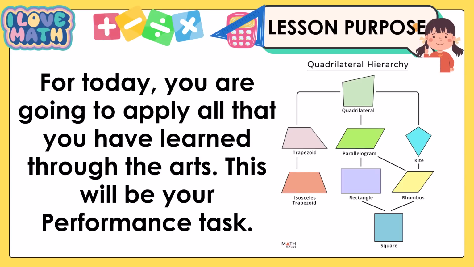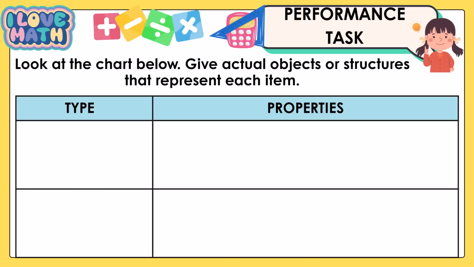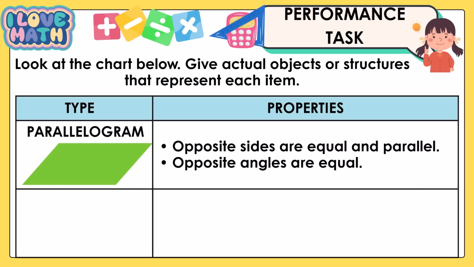For today, you are going to apply all that you have learned through the arts. This will be your performance task. Look at the chart below. Give actual objects or structures that represent each item. Parallelogram. Properties: opposite sides are equal and parallel. Opposite angles are equal.